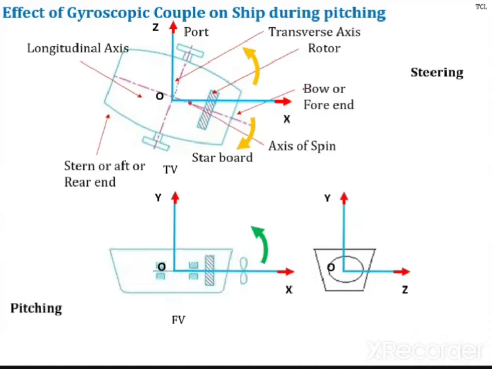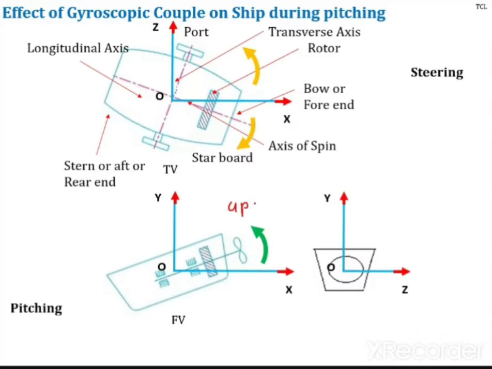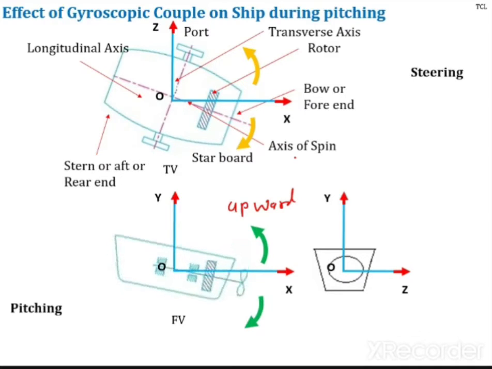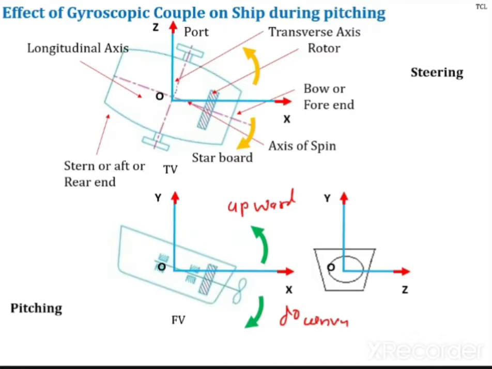First of all, in pitching, understand the diagram. This is called upward pitching. Can you see what pitching upward means? The ship is pitching upward, and this is the ship pitching downward. Now, when the ship is pitching upward and when it is pitching downward, what is the effect of gyroscopic couple? That we have to understand.